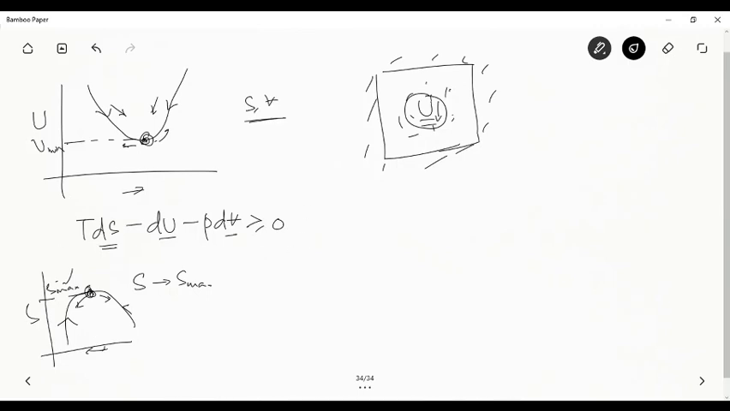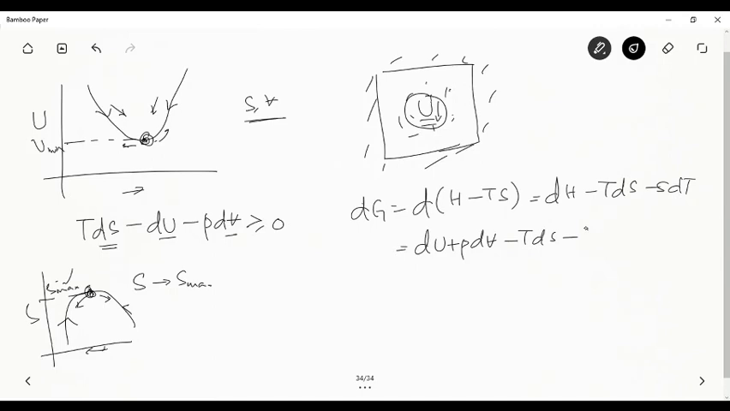Now, normally we consider conditions for equilibrium when temperature and pressure are considered, and in order to get that, we normally have to consider the Gibbs function, because that is the function which has temperature and pressure as independent variables. So let's write dG, which is d of H minus TS, which would be equal to dH minus TdS minus S dT. And this dH can be expanded, which will be dU plus P dV minus TdS minus S dT.